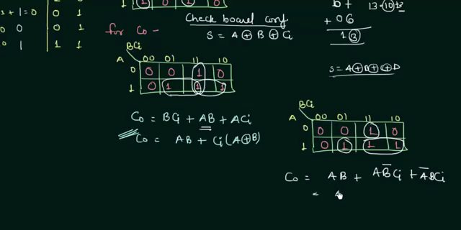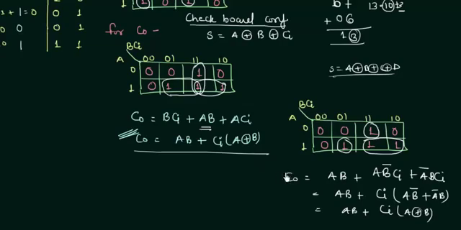The next thing I can do is take something common from these two terms. Ci is common, and inside the bracket I have A bar B plus A B bar, and so we have our result, A XOR B, the same thing that I have written here. So this is how the carry output is represented in two ways using the K-map.